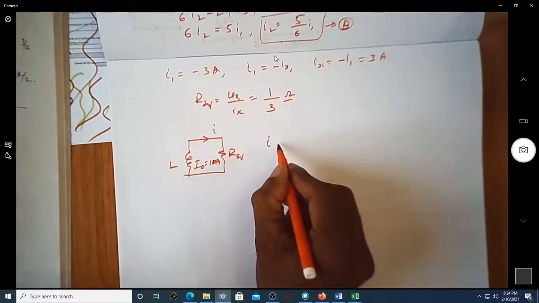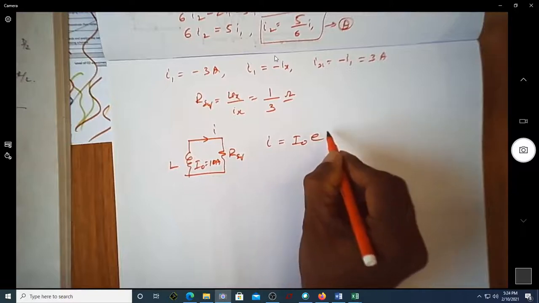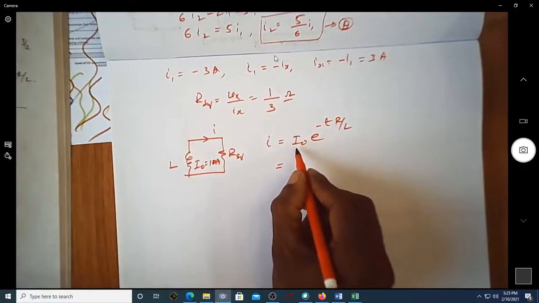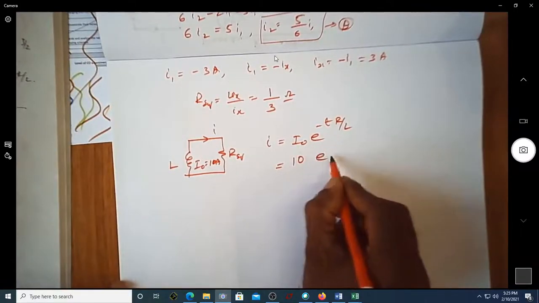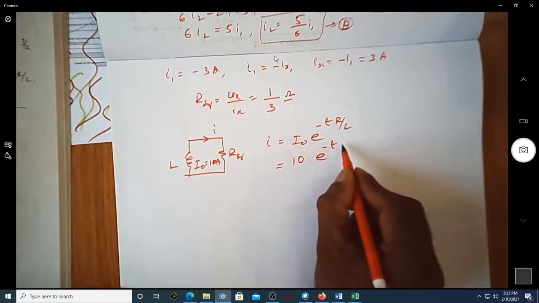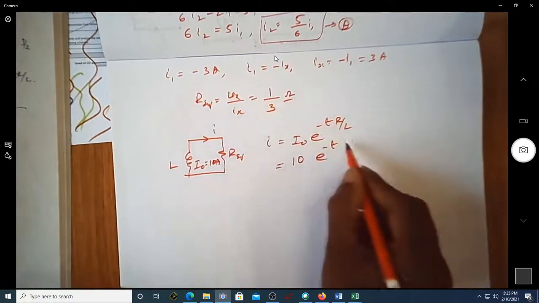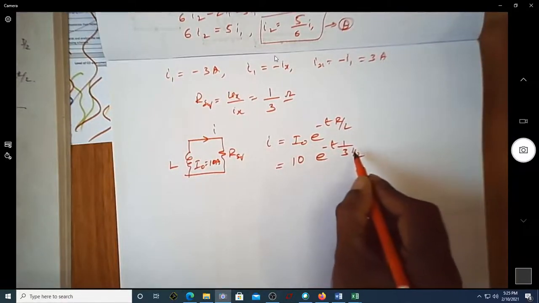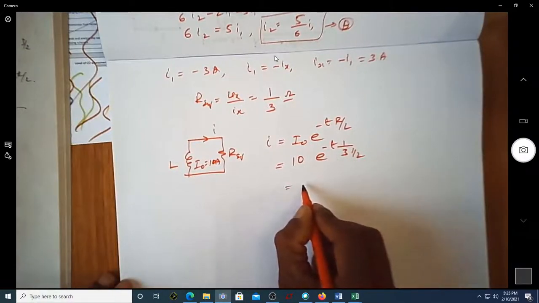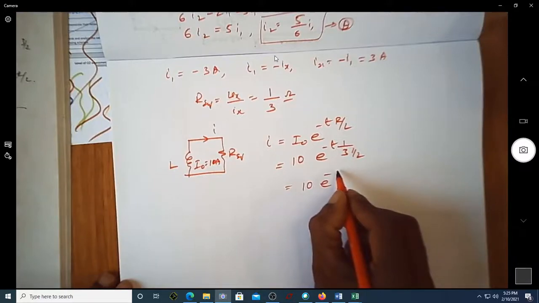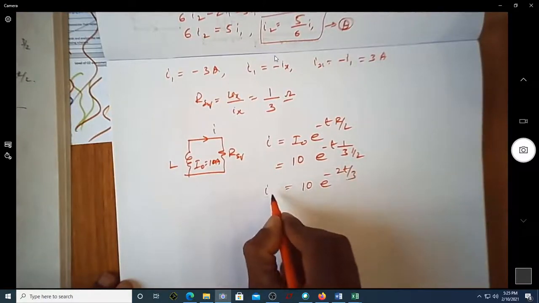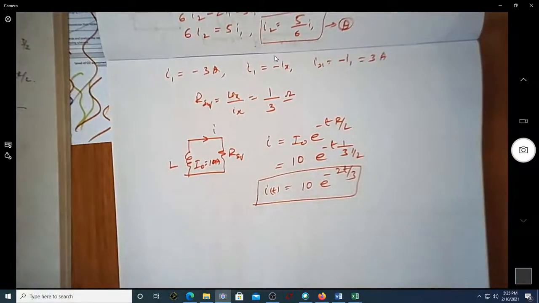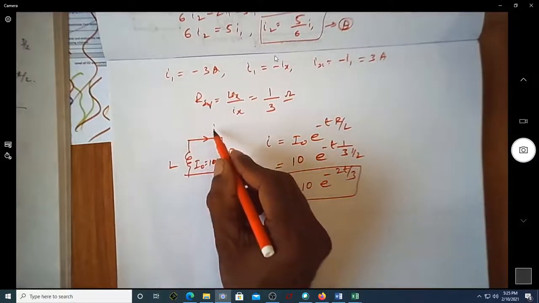The expression for I is now equal to I0 e power minus tR by L. We know the value of I0 as 10, e power minus t. The value of R is 1 over 3. The value of L is 1 by 2. So this is half, so you can write it as 10 e power minus 2t by 3. So this is the expression for I of t, this is the current expression.